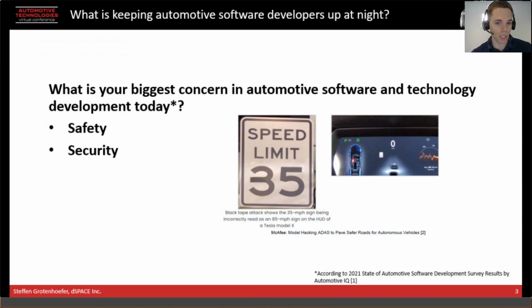So in this example, we clearly see a limit sign with a 35 miles per hour speed limit. But in a published white paper from McAfee, they managed with simple modifications to trick a system from the Tesla Model X in this example to mistake it as an 85 mile per hour speed limit.